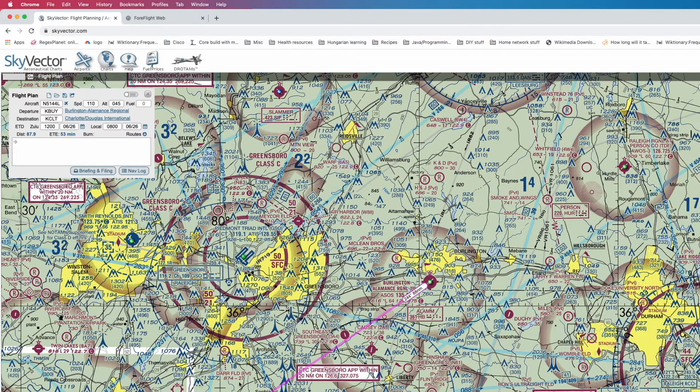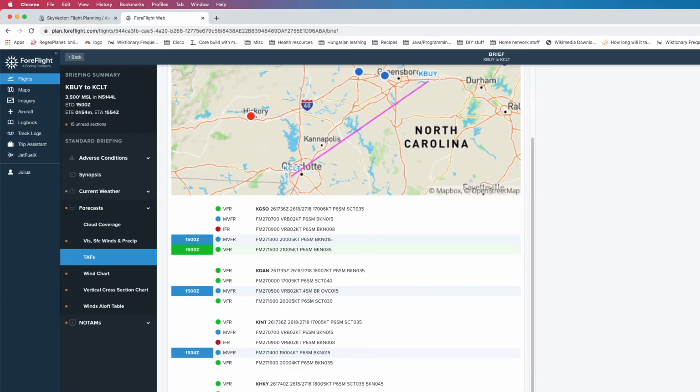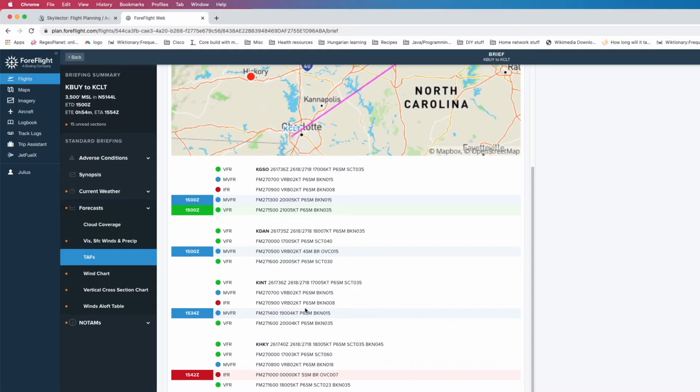But 3,500 fits into this not very well. Especially, Hickory is not too far away from Charlotte, and at Charlotte itself, we have scattered at 1,400. It just looks really bad and broken at 3,500. So we aren't able to do our selected altitude for a VFR flight.